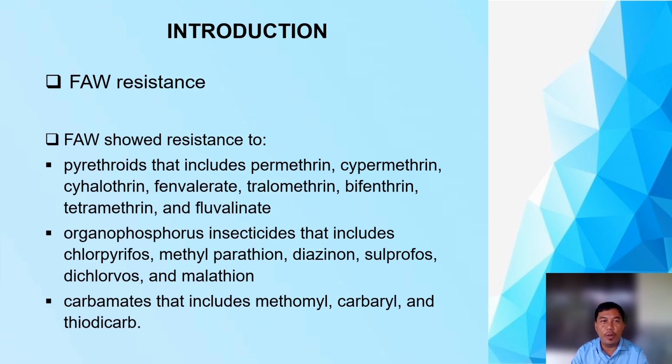Yu, in 1991, reported that a strain of FAW showed resistance at varying degrees to pyrethroids that include permethrin, cypermethrin, cyhalothrin, fenvalerate, tralomethrin, bifenthrin, tetramethrin, and flubalinate, two organophosphorus insecticides that include chlorpyrifos, methyl parathion, diazinon, sulprofos, dichlorvos, and malathion, and to carbamates that include methomyl, carbaryl, and thiodicarb.